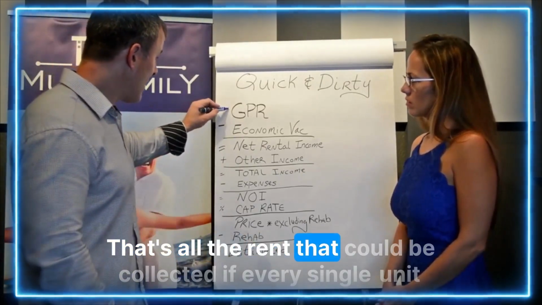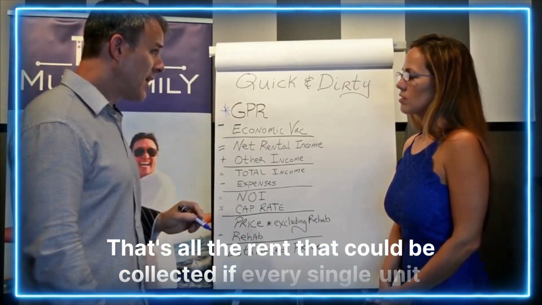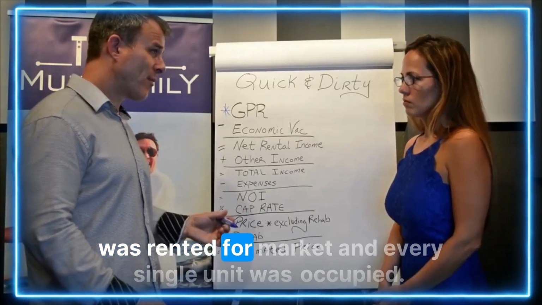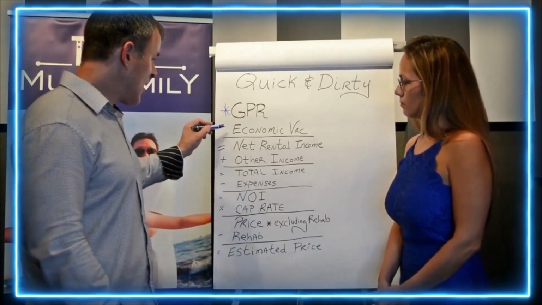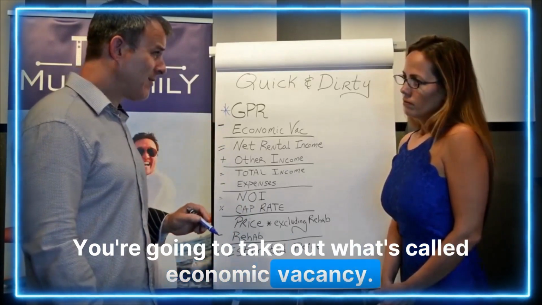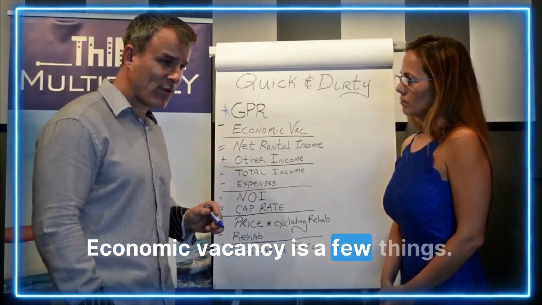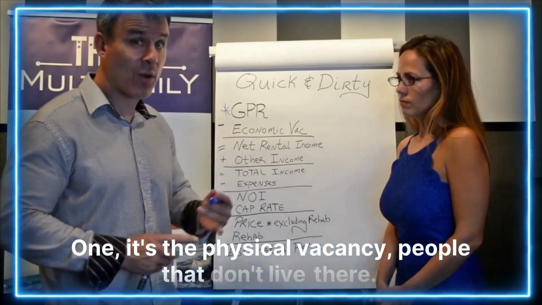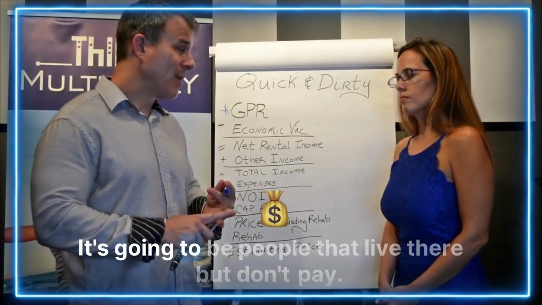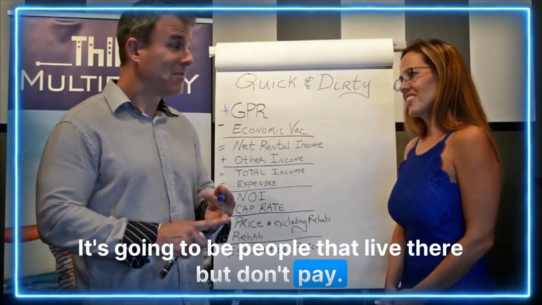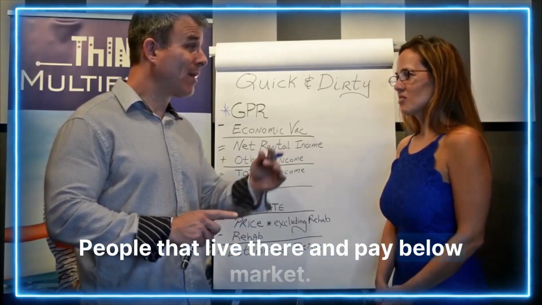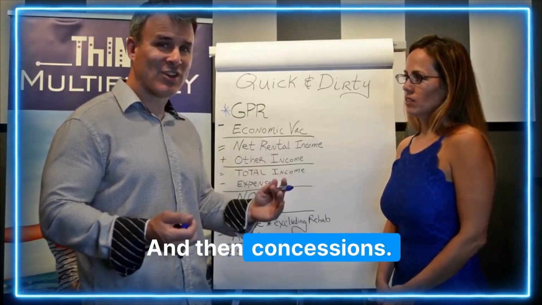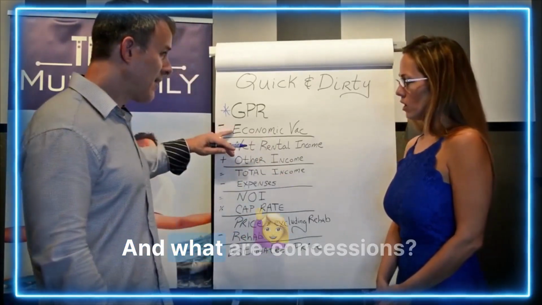That's all the rent that could be collected if every single unit was rented for market and every single unit was occupied at market rent. You're going to take out what's called economic vacancy. Economic vacancy is a few things. One, it's the physical vacancy, people that don't live there. It's also people that live there but don't pay. Hopefully not very many, but yeah, it can happen. People that live there and pay below market, and then concessions. So all of that. And what are concessions?